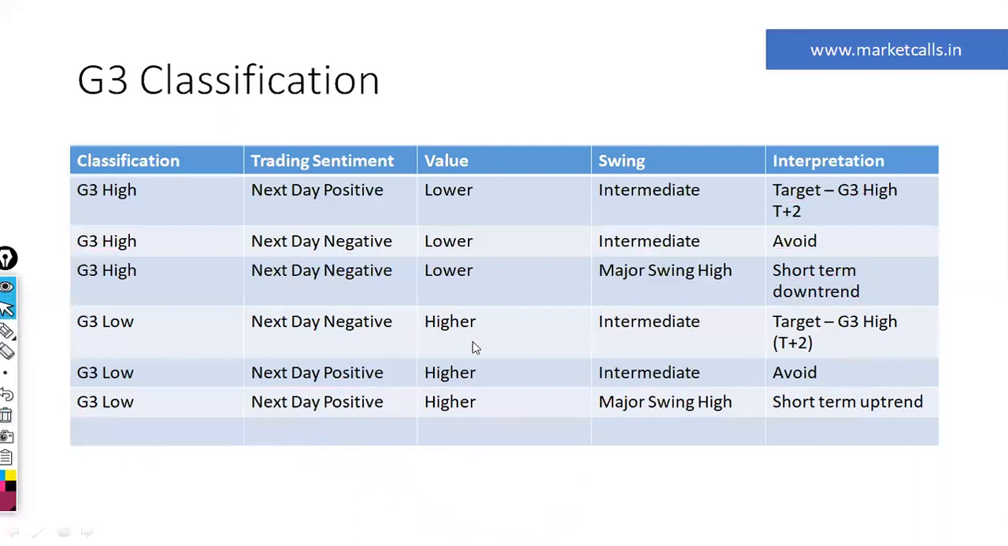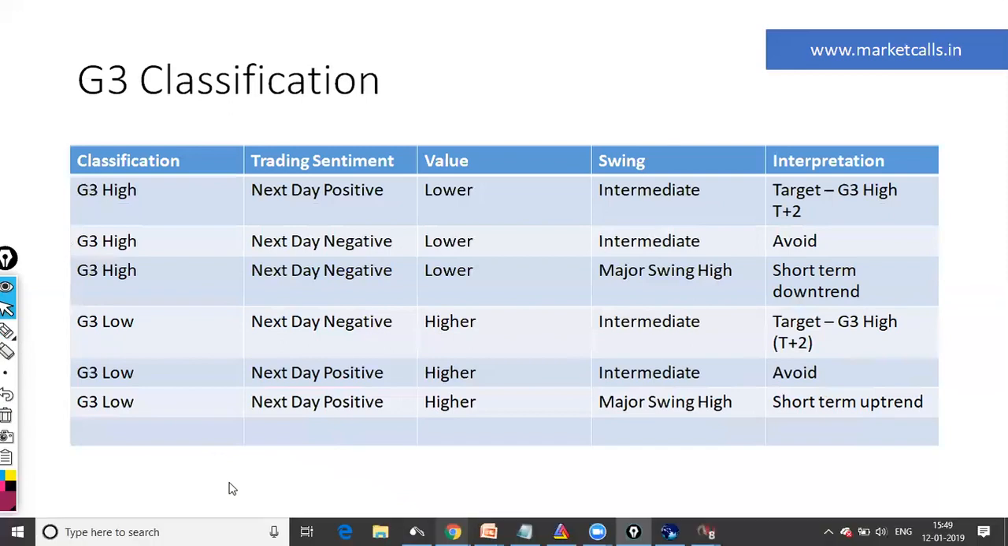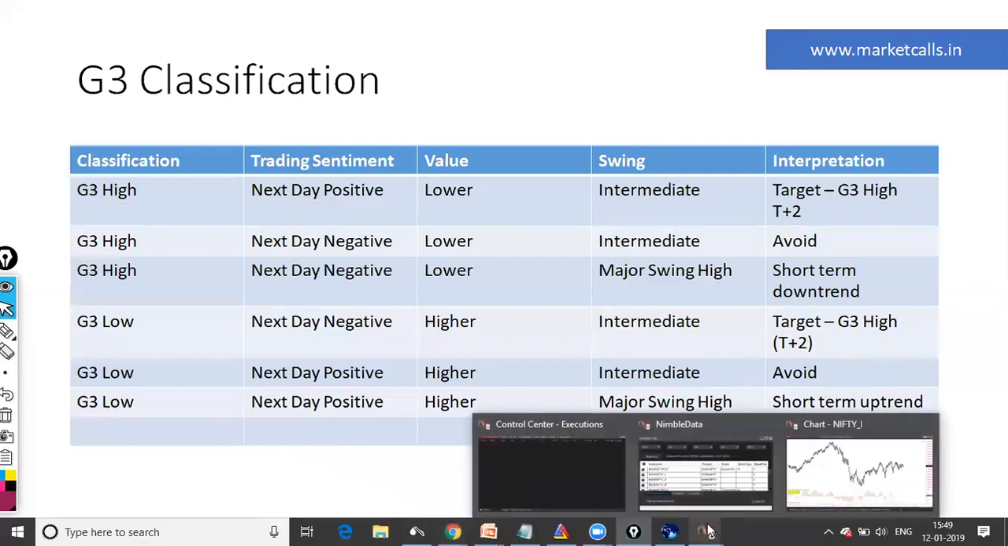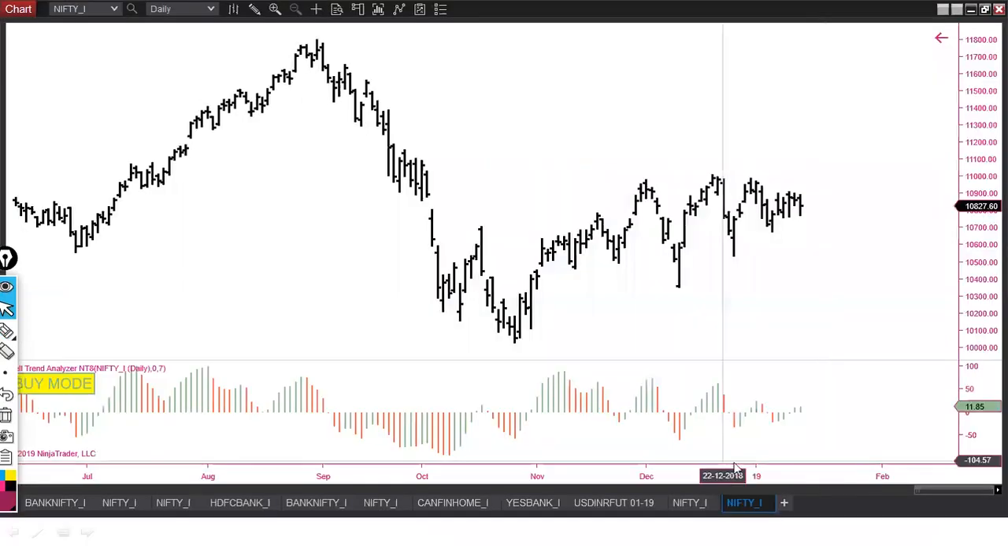Sir, can you show me this in one live scenario? The G3 high, G3 or G2 high, anything is fine. Yeah, I'll show you in US markets. Nifty is better, sir. Yeah, Nifty, I have a lot of examples.